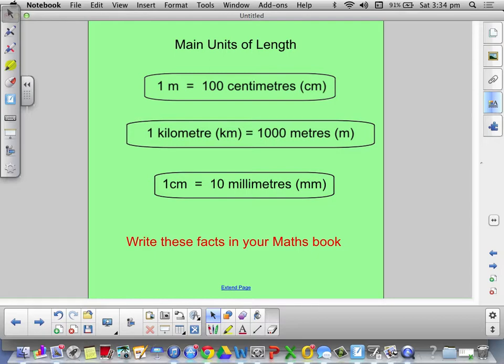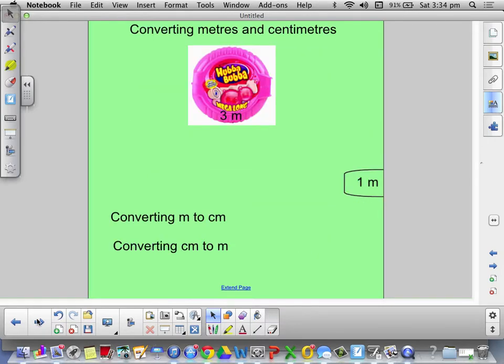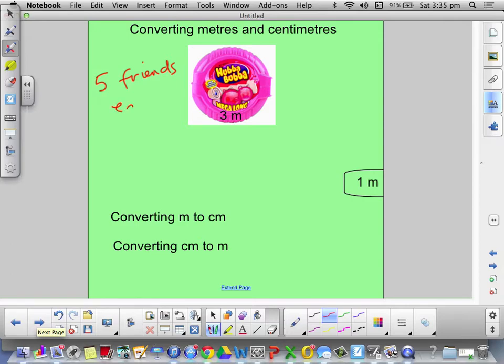Okay. Now, we're going to look at how we convert metres to centimetres. But first of all, why? Why would we need to convert metres and centimetres? They're 2 different measurements of length. Well, here's our Hubba Bubba bubble tape, and you can see it's mega long. It's 3 metres long. That's a long roll of bubble tape there. Okay, so just imagine you bought this 3 metre length of bubble tape, and you had 5 friends that you wanted to share this with. Now the question is, how would you equally divide that bubble tape up?